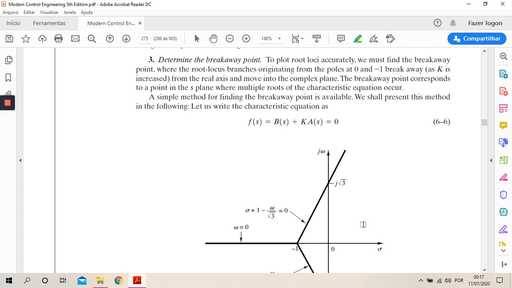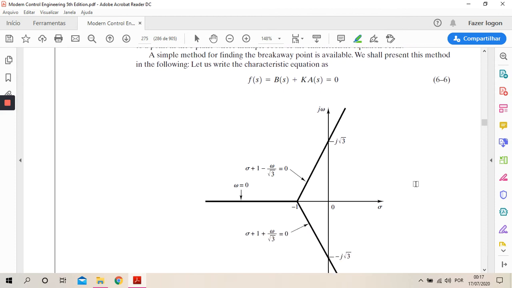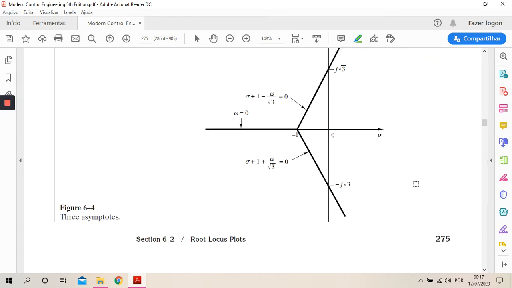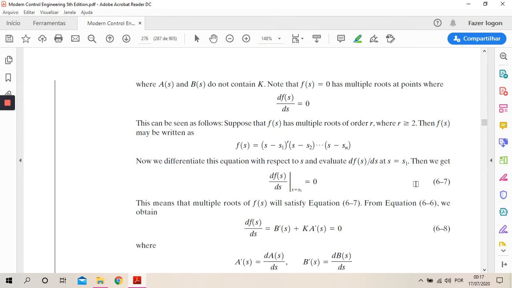Let us write the characteristic equation as f of s equal to b of s plus k times a of s equal to 0, where a of s and b of s do not contain k. Note that f of s has multiple roots at points where the derivative of f with respect to s is equal to 0. And this can be explained as follows. Suppose that f of s has multiple roots of order r, where r is greater or equal to 2.